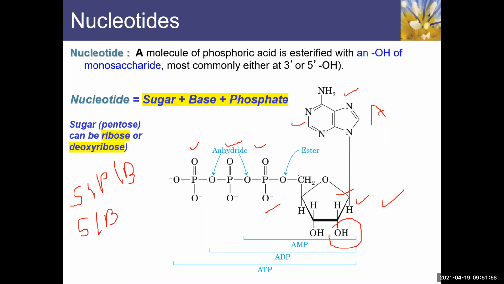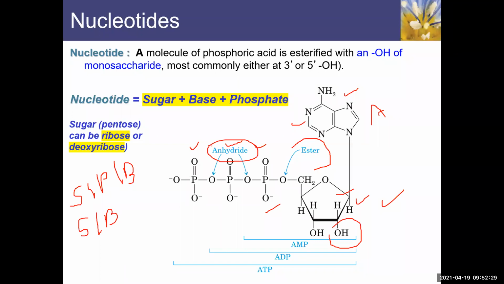So we have an ester bond over here, the phosphoester bond, which is where carbon number 5 of the sugar is connected with the phosphate. There's an ester bond here. And other than that, we have the two important phosphoanhydride bonds. These are high energy phosphate bonds, so when these bonds are broken, then the energy is released.